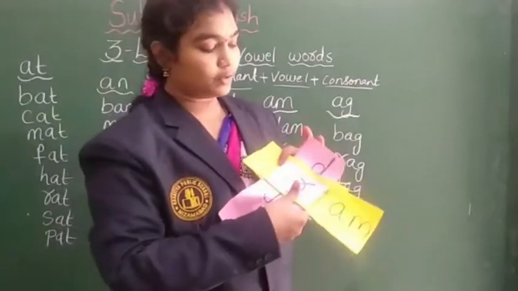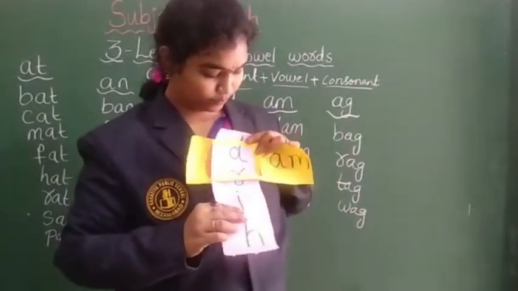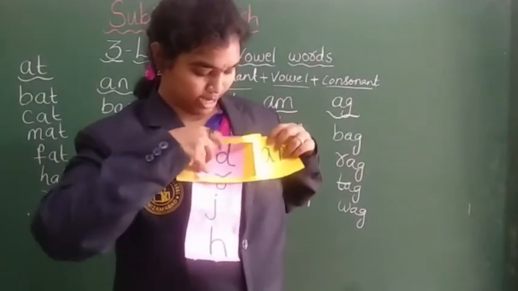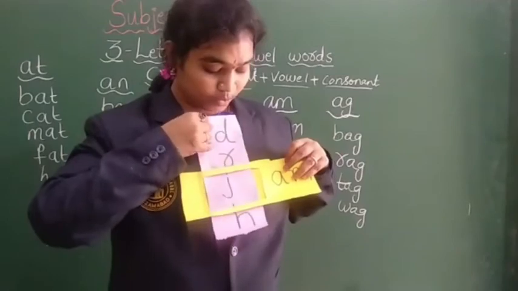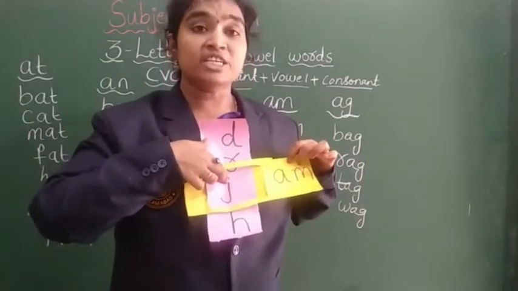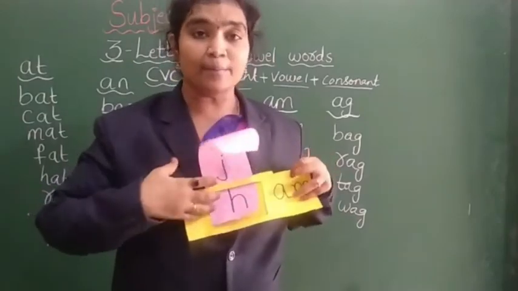Next. The words which end with AM. Is it okay? DAM, dam. RAM, ram. JAM, jam. HAM, ham. Okay, children?